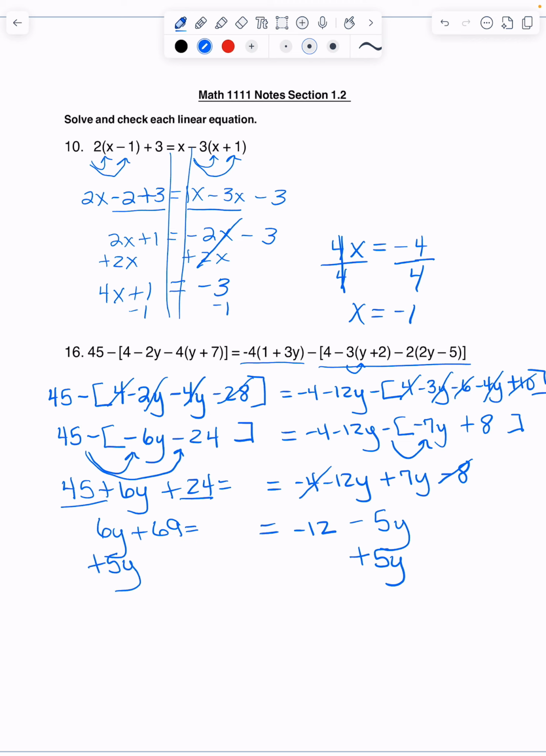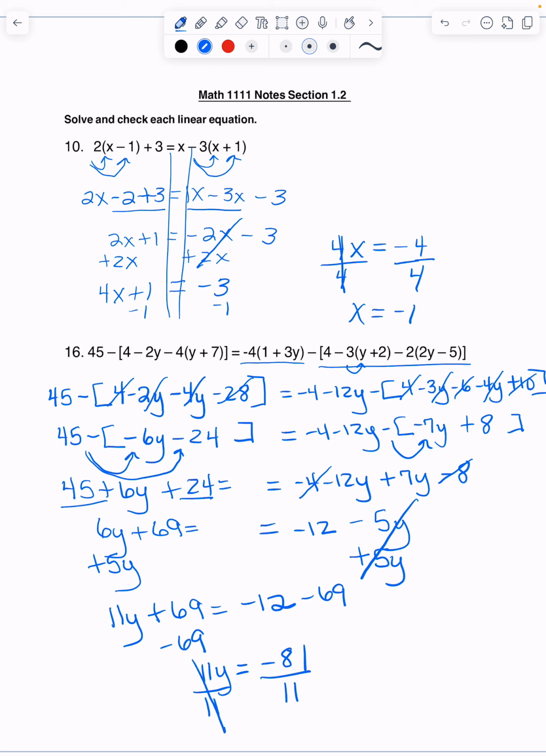So 6y plus 5y is 11y. Those are going to cancel out on the right side. I'm going to subtract 69 from both sides. I get 11y equals negative 81. And then I'm going to divide both sides by 11. So we get negative 81 divided by 11 as my final answer.